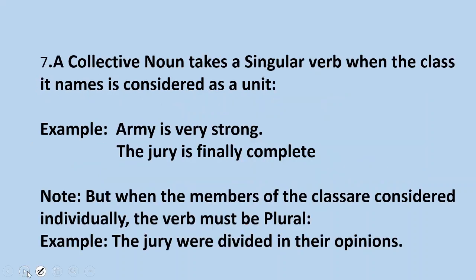Next, a collective noun. Now, this is very easy to understand. Collective noun means what? You can take army. Army is a collective noun. Jury. Jury means a group of judges makes a jury. Then you are always using a singular verb. For example, army is very strong. So here army is a collective noun and the verb here will always be "is".